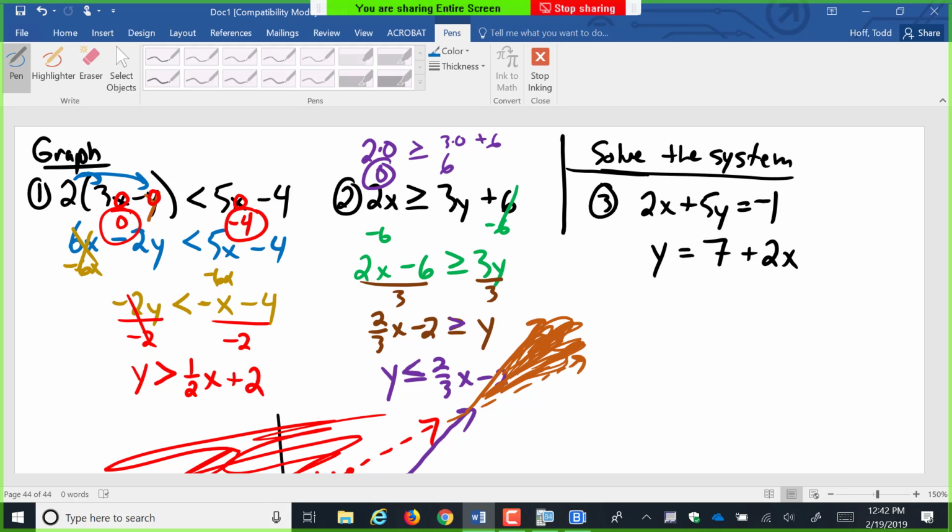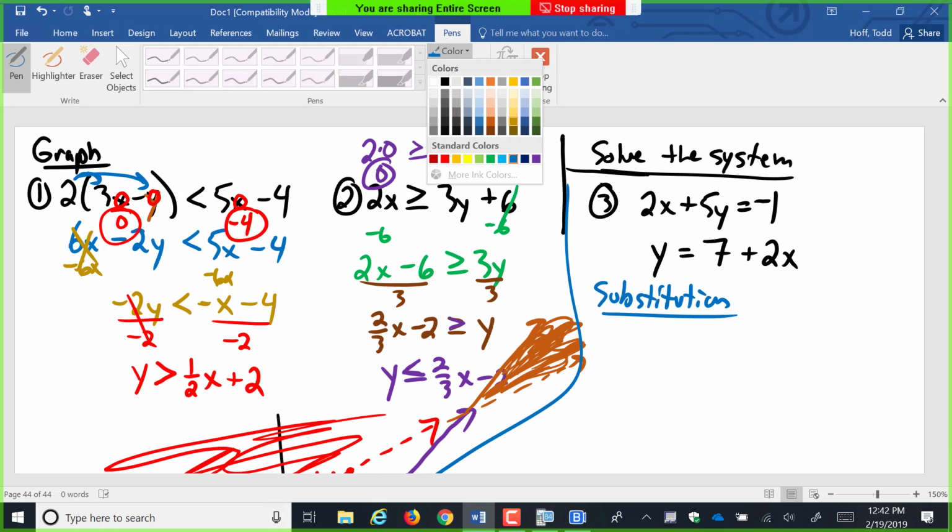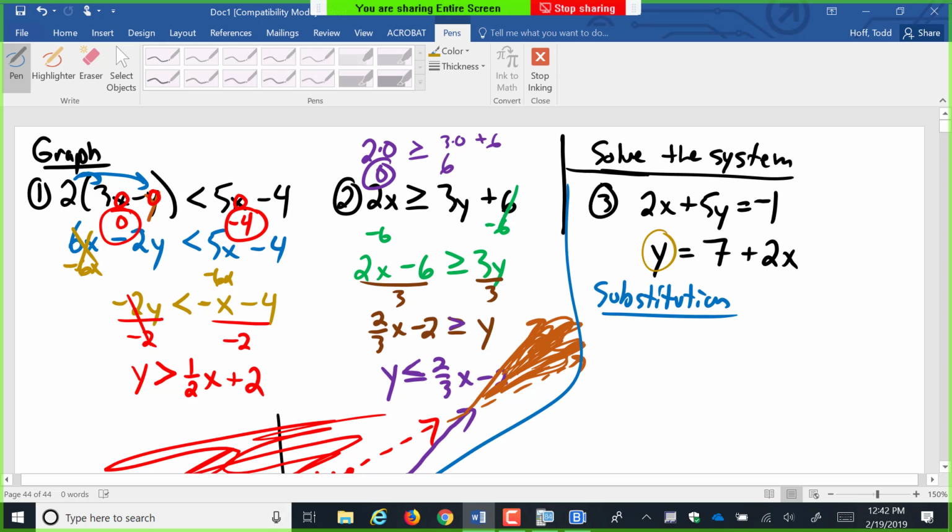Like I said, I like the addition method just because it's less symbol manipulation. It's more just raw numbers. But both methods will give you hopefully the same answer here. So let's start out using substitution. Since that second equation is already solved for y, I can replace y up here with 7 plus 2x. So 2x plus 5 times y, which is 7 plus 2x, equals -1. And now we go ahead and solve it.